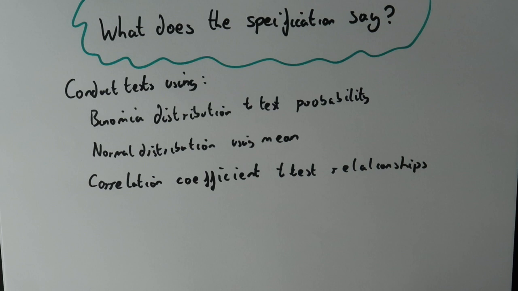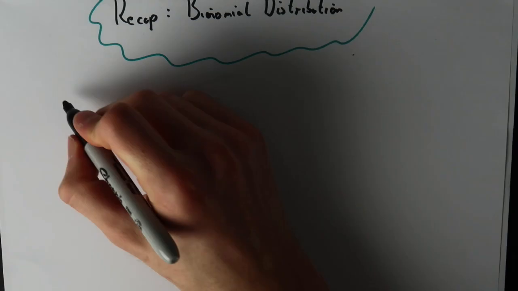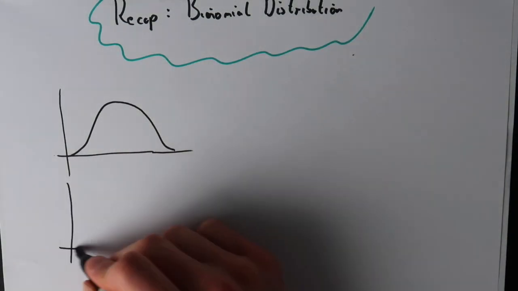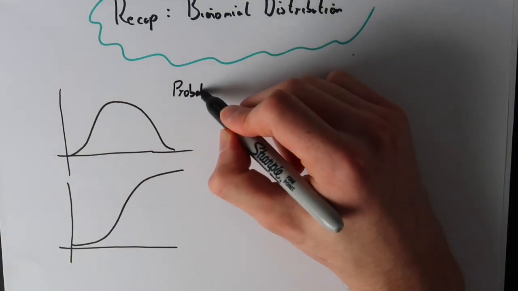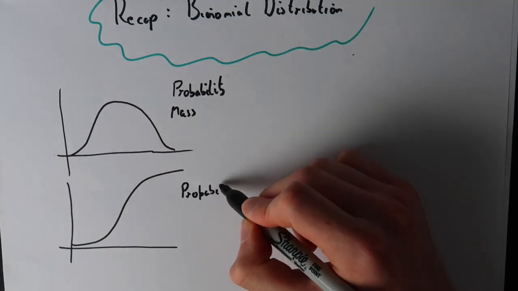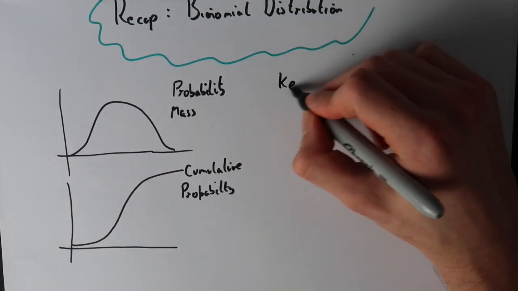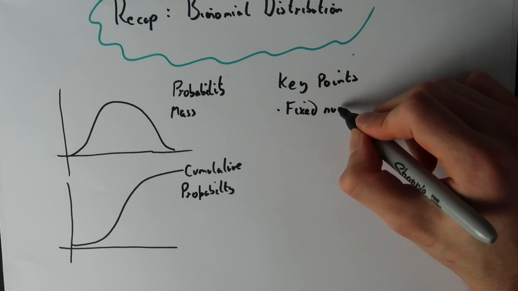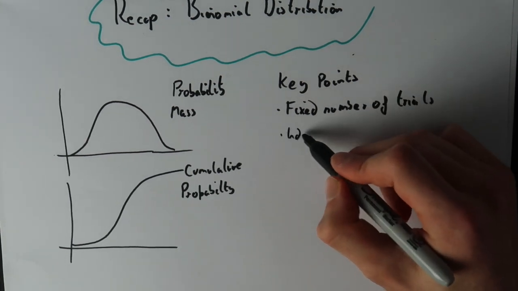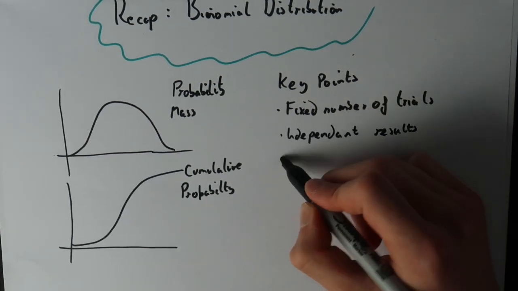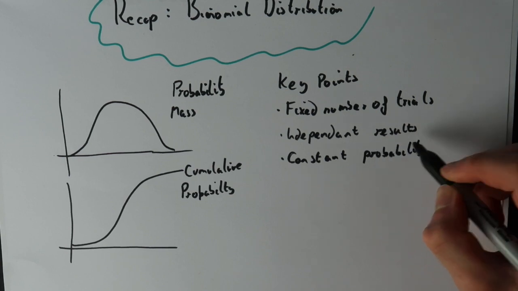And at the end, I will do a short example of each question type. Let us start by quickly looking over the distributions that we should be testing. Firstly, the binomial distribution. The binomial distribution is a distribution that models a random variable that has a fixed number of trials, independent results from each trial, constant probability, and the same outcomes each time.